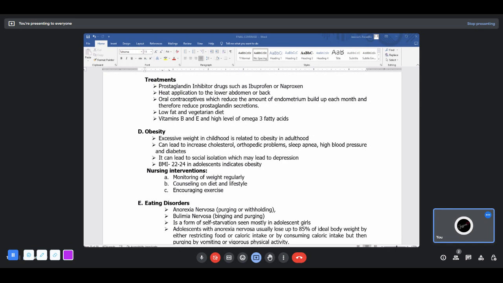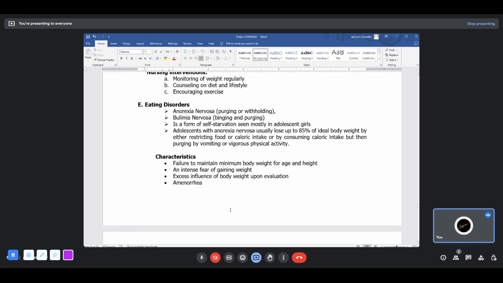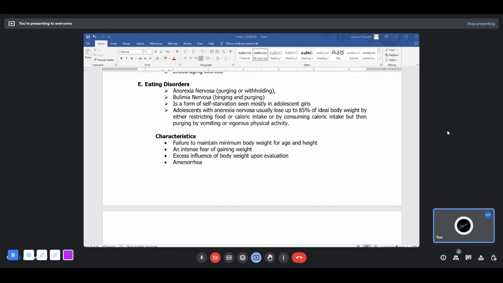Okay? And also, aside from diet kasi, partneran din kasi natin yan ng exercise. So we should encourage exercise sa mga adolescent natin. Another one is yung mga eating disorders naman. Okay, for the eating disorders, we have anorexia nervosa, and then bulimia nervosa.